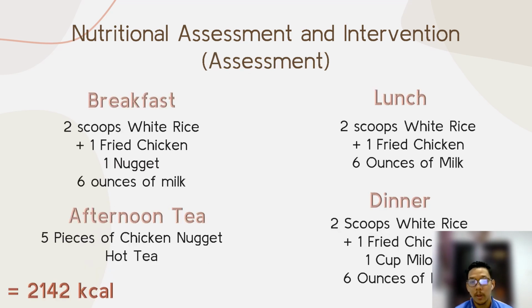As for the assessment of patient X, for breakfast, she had 2 scoops of white rice plus 1 fried chicken, 1 nugget and 6 ounces of milk. For lunch, 2 scoops of white rice with 1 fried chicken and 6 ounces of milk. In the afternoon tea, 5 pieces of chicken nugget and hot tea, while for dinner, 2 scoops of white rice plus 1 fried chicken, 1 cup of Milo and 6 ounces of milk. All of this contributes to a total of 2,142 kilocalories per day, which is a large amount.